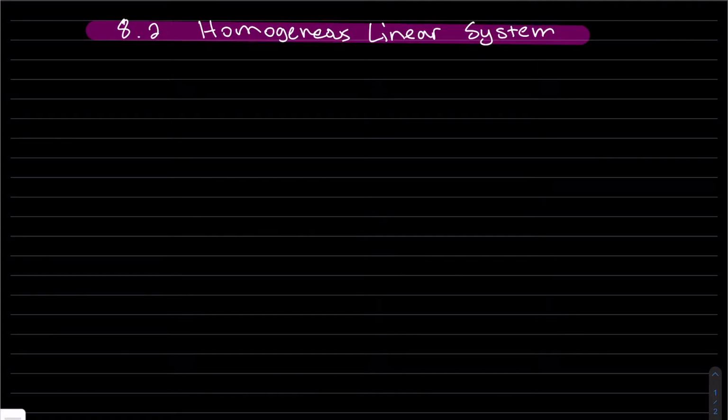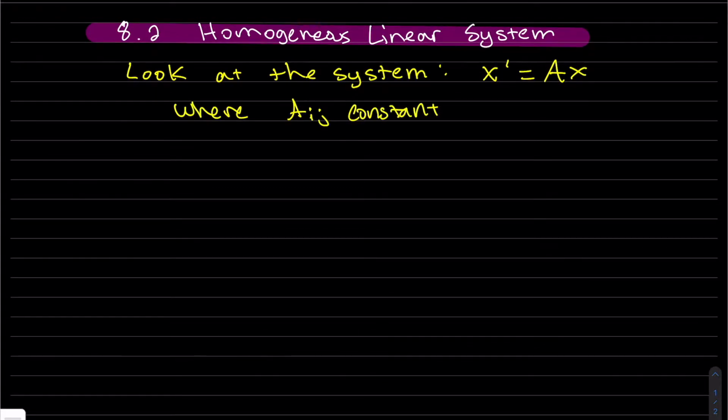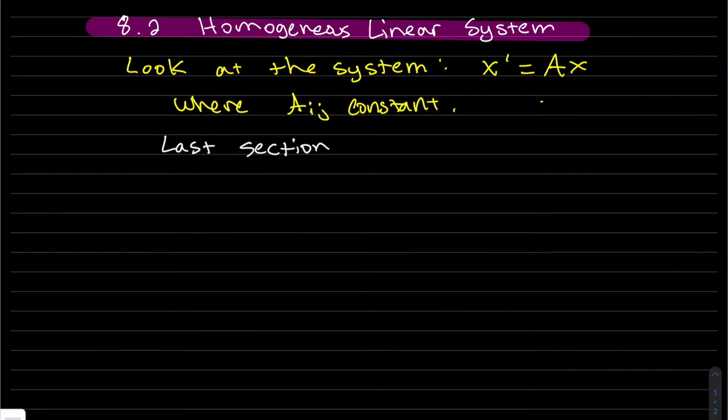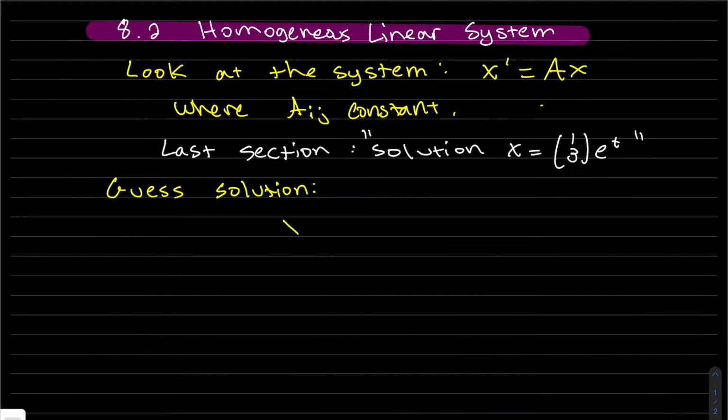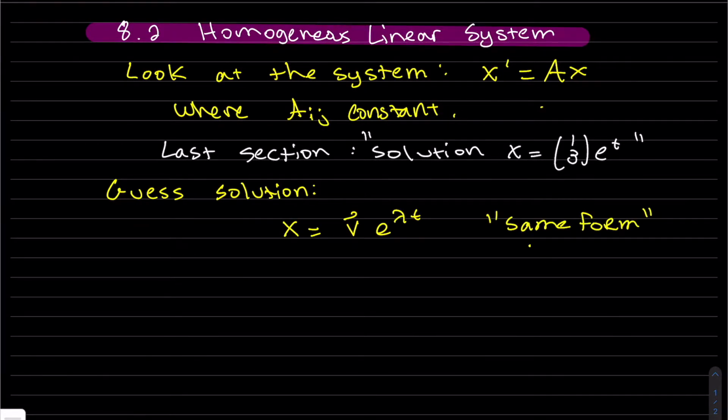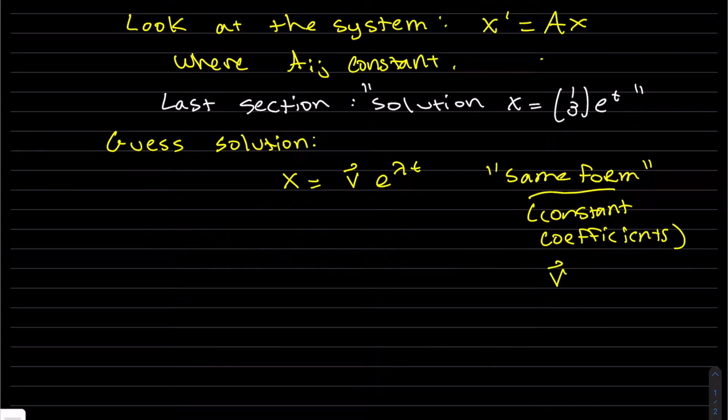Okay, so this is homogeneous linear systems. We're going to look at the system. Last section, we had a solution that looked like this. So what we're going to do is use constant coefficients, and we're going to guess our solution. Again, we're using the same form, and we have seen this before as constant coefficients. V is our constant. It's our vector constant.